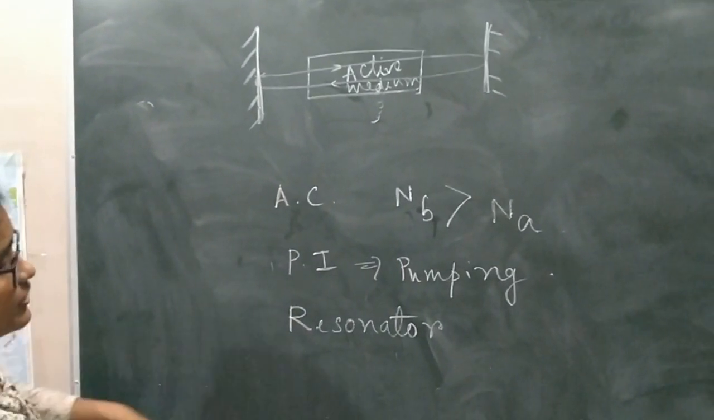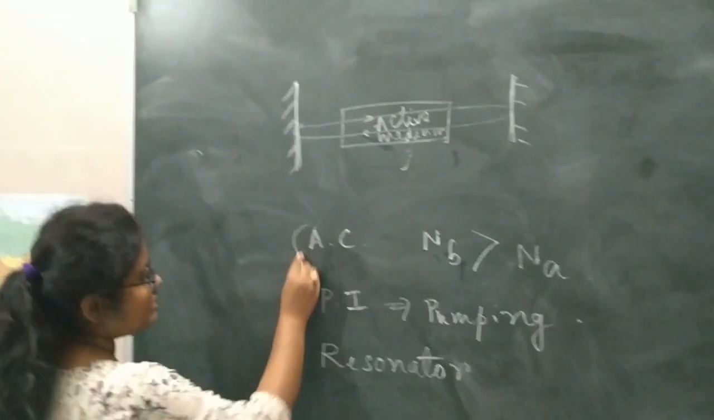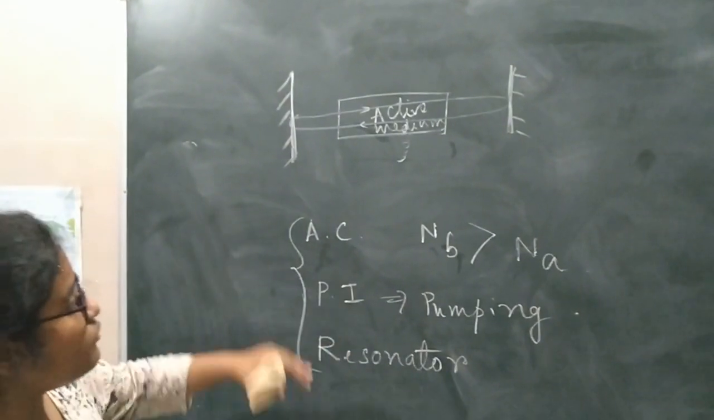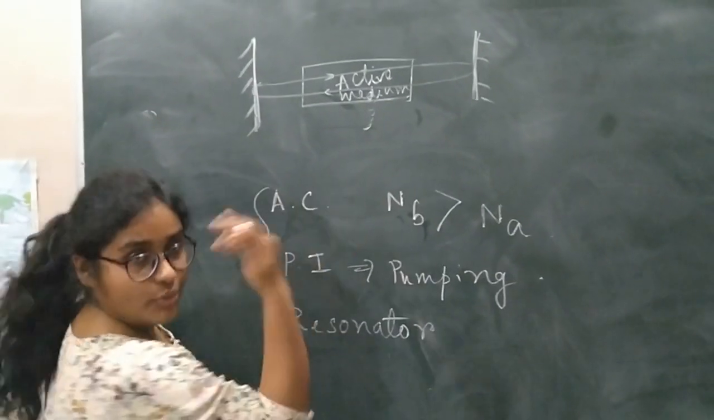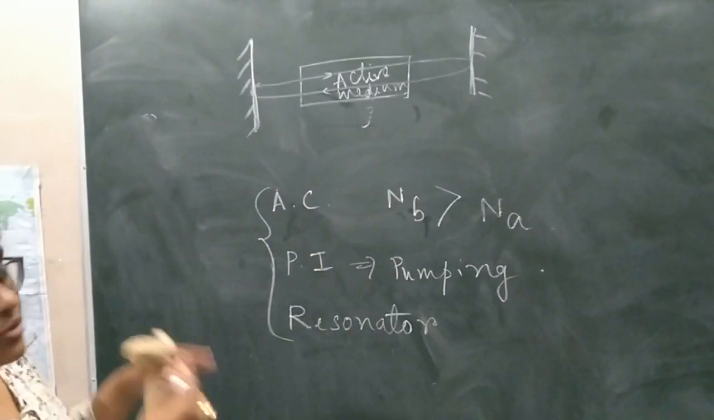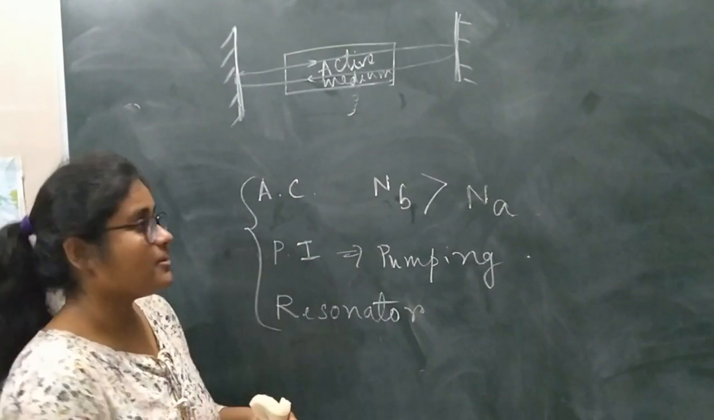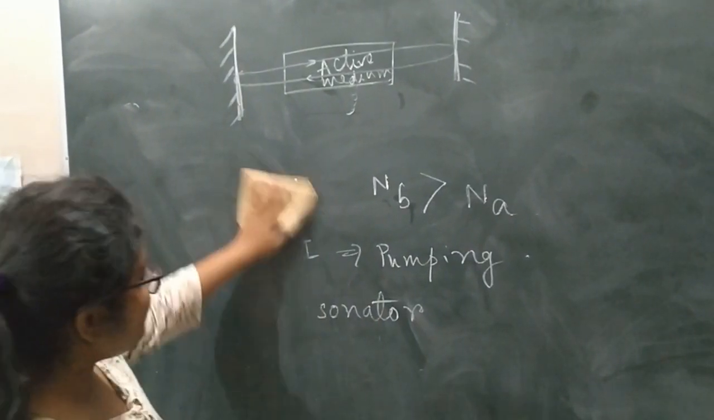Now in the next video, the next class, we will cover some of the other things that we need to achieve monochromaticity and to achieve coherence, and what we will do to get the proper laser medium. So for today, it's enough.